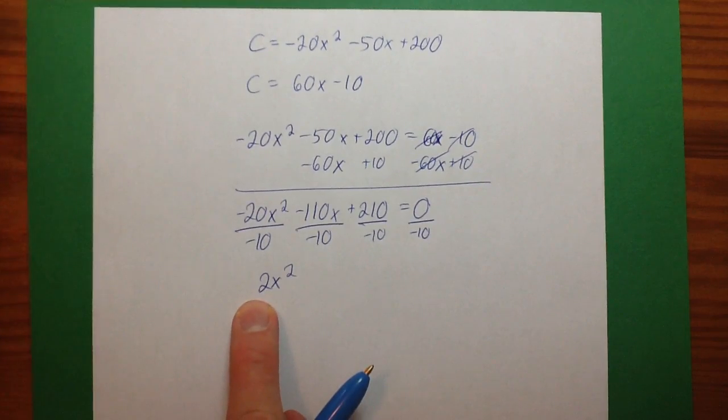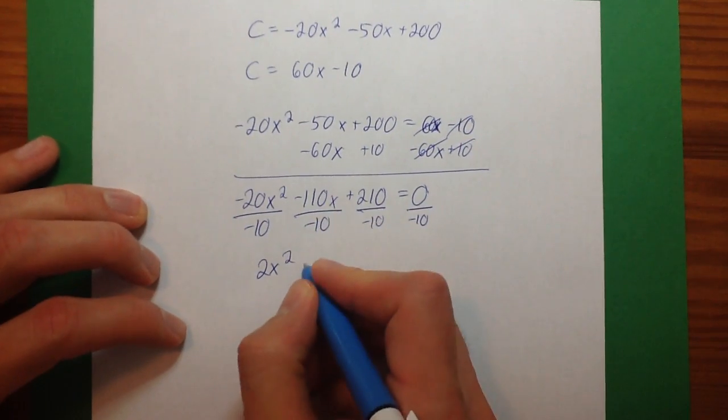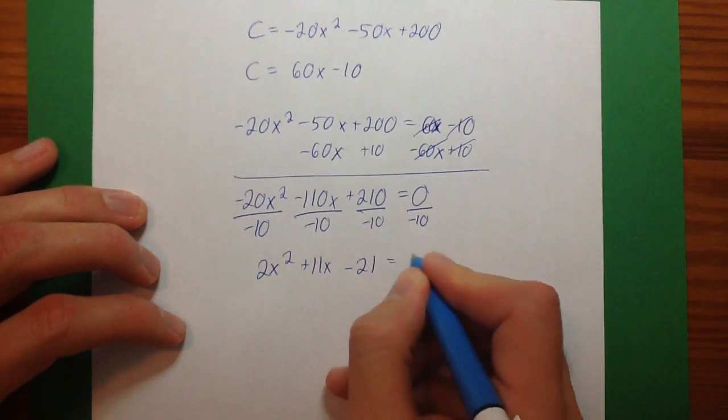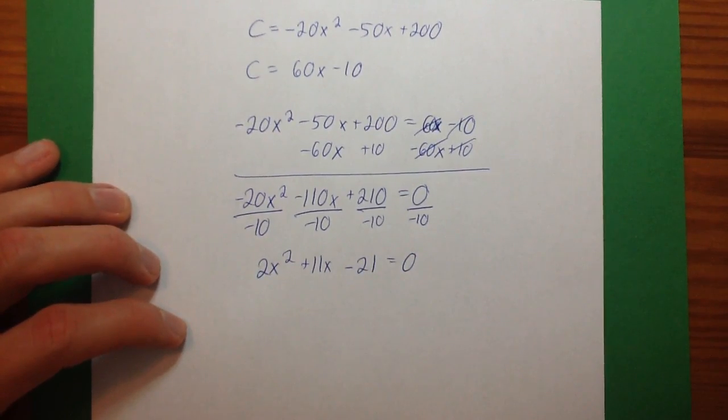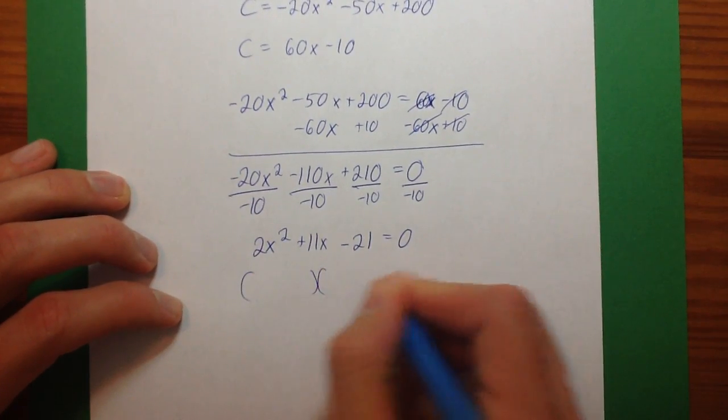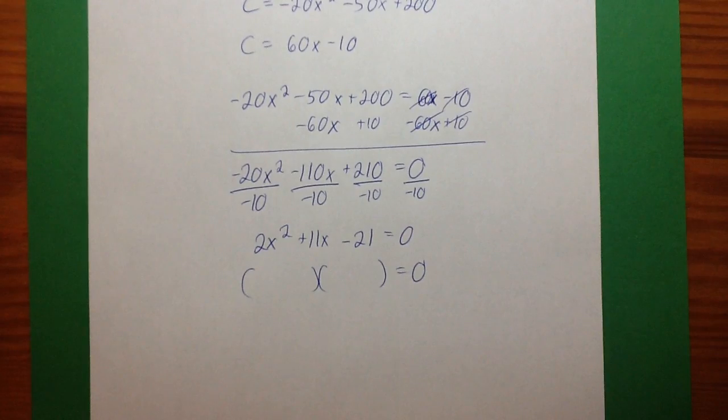Good, now it's positive and we can factor. And we have positive 11x. We have negative 21, that's equal to 0, and this does factor. Again, not every quadratic equation factors, but this one does, and so this is a good launching point. We'll stop there.